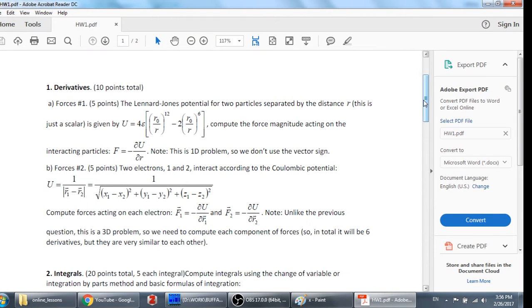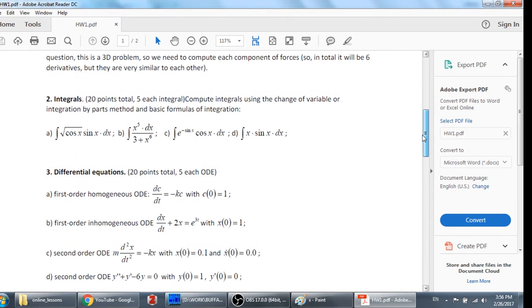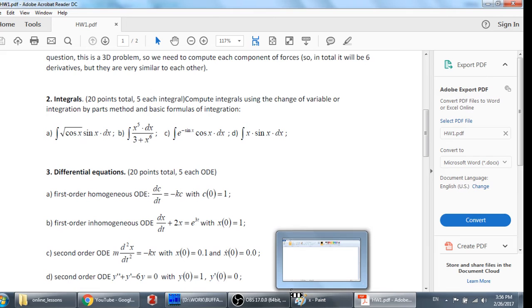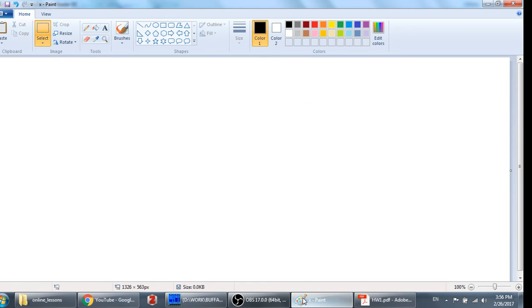Differentiation. Now let's go a bit to these integrals and see how to compute them. Okay, whether I will be able to write them. Okay, that's a little bit of a challenge.